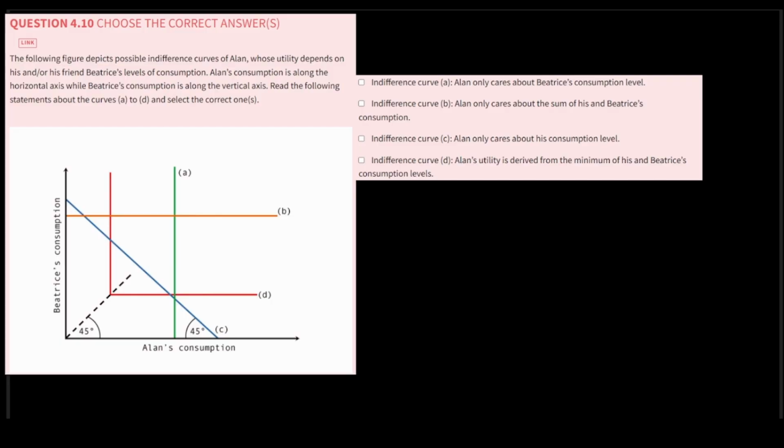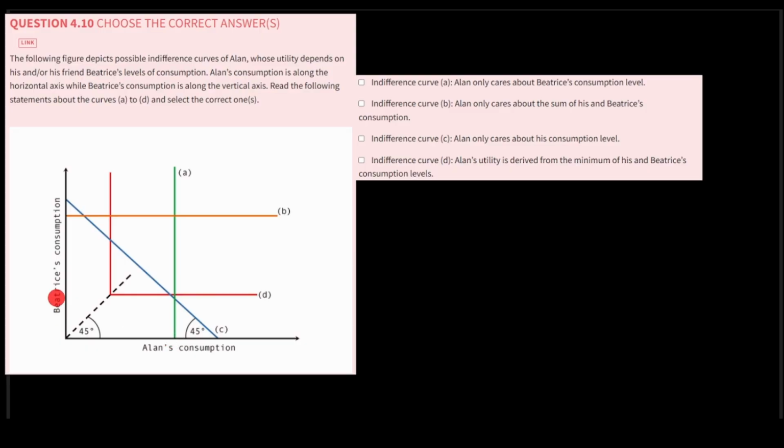Okay, so these are indifference curves. Again, what these are saying is the rate at which I am indifferent, that is, having some static, steady happiness, irrespective of where I move along these curves. So let's start off with A. If we are taking a look at A, this is the green line there, vertical, what this is saying is that Alan's happiness is unchanging at some fixed level of Alan's consumption.